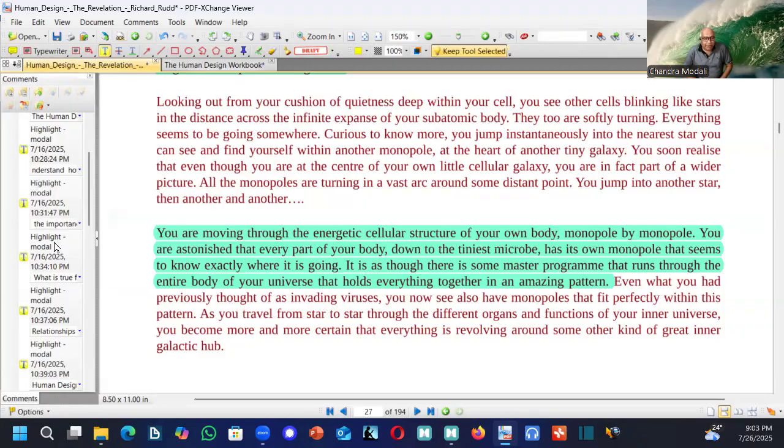You are astonished that every part of your body, down to the tiniest micro, has its own monopole that seems to know exactly where it is going. It is as though there is some master program that runs through the entire body of your universe that holds everything together in an amazing pattern. Even what you had previously thought of as invading viruses, you now see also have monopoles that fit perfectly within this pattern. As you travel from star to star through the different organs and functions of your inner universe, you become more and more certain that everything is revolving around some other kind of great inner galactic hub.